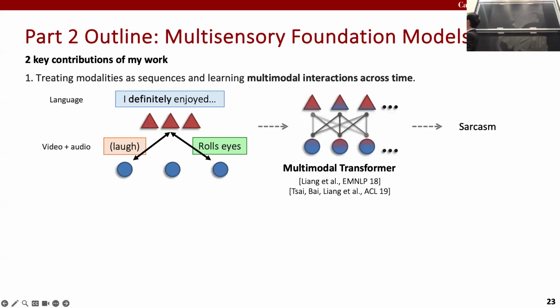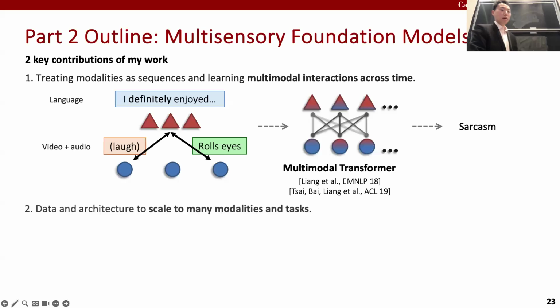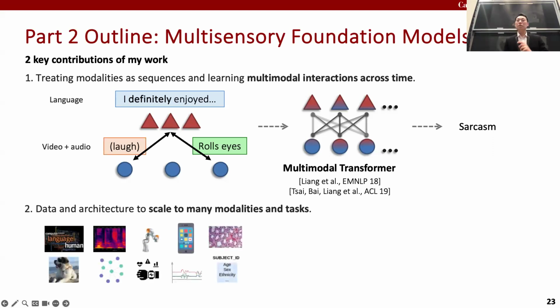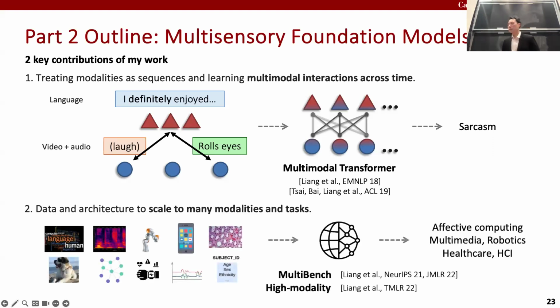They essentially learn all these pairwise interactions between different words in the sequence and different non-verbal expressions in the sequence, even though they may not be at the same point in time. And finally, I'm going to wrap up the talk by showing our recent efforts in scaling some of these multimodal transformers up to many more input modalities and many more prediction tasks, essentially creating a foundation for multisensory AI in the future.